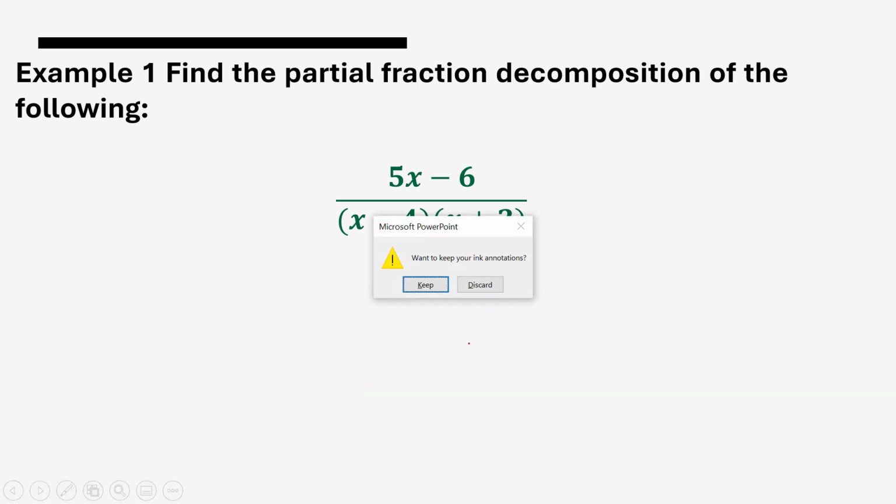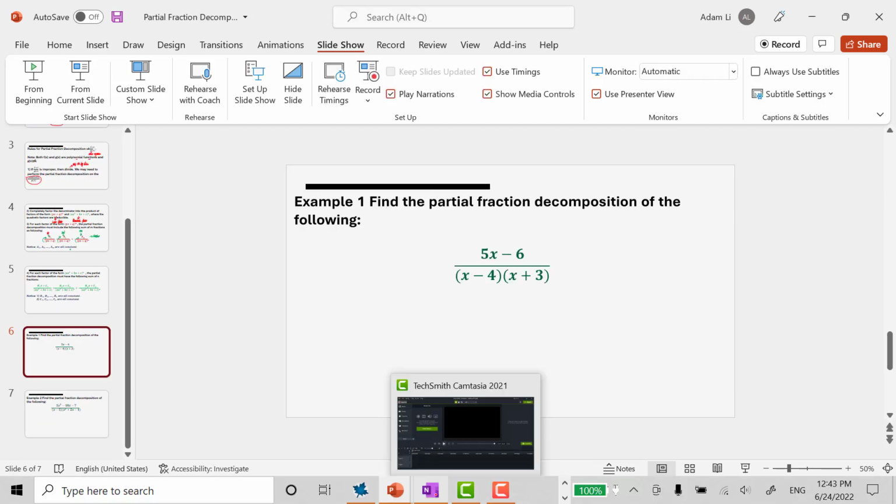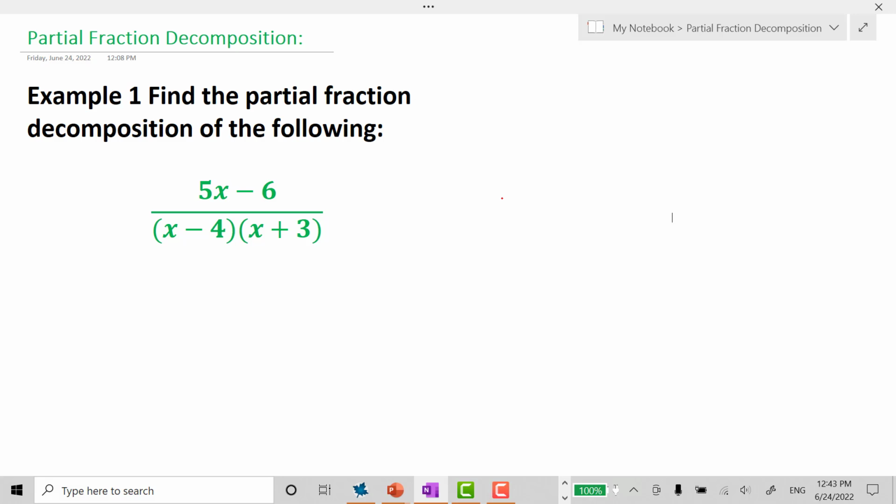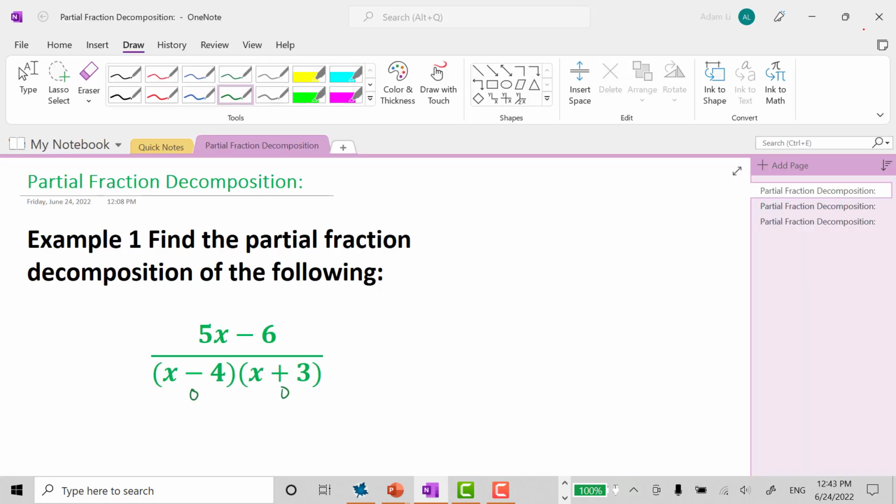I'm going to take you to the note, and now we're going to look at the first example here. In the first example, we want to do the partial fraction decomposition of the rational expressions. So right here, you look at the denominator.